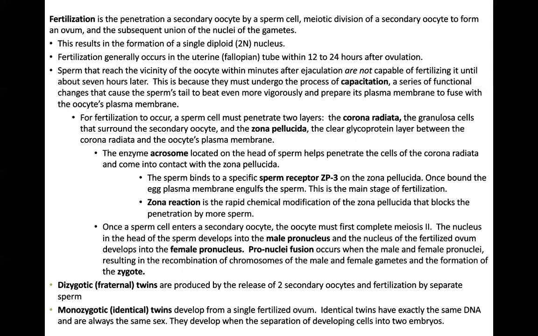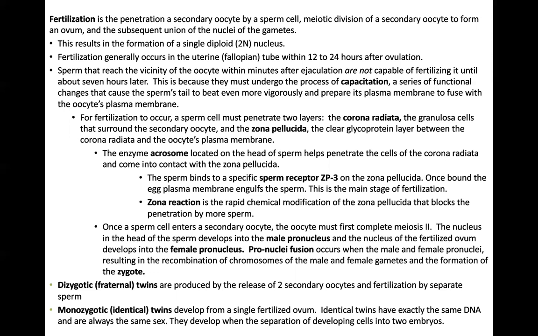And that zygote with its diploid nucleus has how many chromosomes? 23 pairs, for a grand total number of 46. Good. This generally occurs in the uterine or fallopian tube within 12 to 24 hours after ovulation. Sperm that reach the vicinity of the oocyte within minutes after ejaculation are actually not capable of fertilizing it for about 7 hours. This is because they must undergo that process of capacitation, which I mentioned earlier, a series of functional changes causing a sperm's tail to beat even more vigorously and prepare its plasma membrane to fuse with the oocyte's plasma membrane.